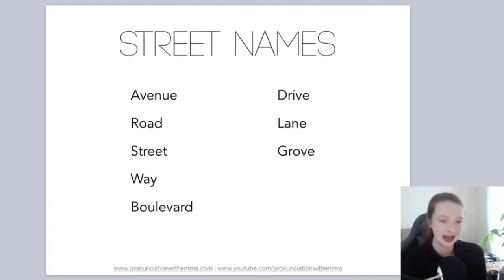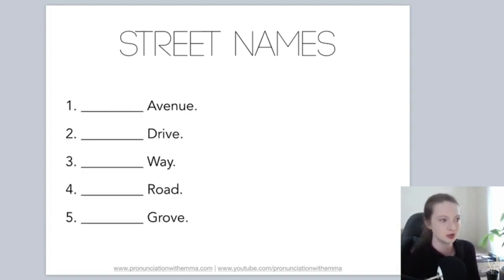The next one is street names that we're going to look at. So we're going to just focus on the name of the street, but some of the things that you might come across are words like avenue, road, street, way, boulevard, drive, lane, and grove. There may be some other ones that you come across, but these are really common ones that you might find in English street names. So let's imagine the name of my street was Bristol, okay? You could say Bristol Avenue, Bristol Road, Bristol Street, Bristol Way, and so on, okay? So all of these come at the end.